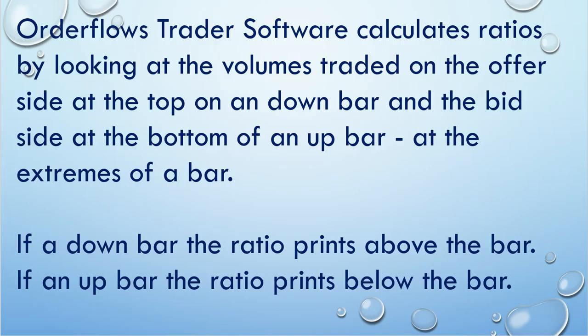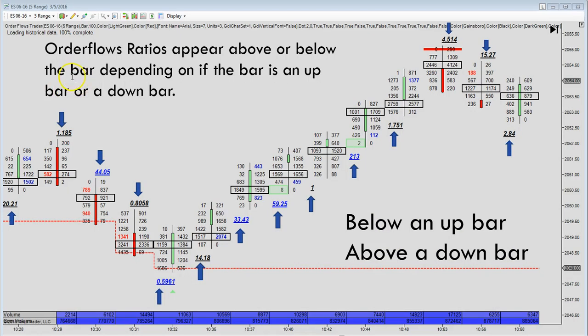So if it's a down bar, the ratio will print above the bar. In an up bar, the ratio prints below the bar. So for example, I'll show you. Order flow ratios appear above or below the bar, depending on if it's an up bar or a down bar. Again, it'll appear below an up bar, above a down bar. So you can see the green candles are up bars. Obviously, we open here, we close here. The ratio prints at the bottom. On a red candle, a down candle, a candle that closes lower than where it opened, it'll appear on the top, as you see here.